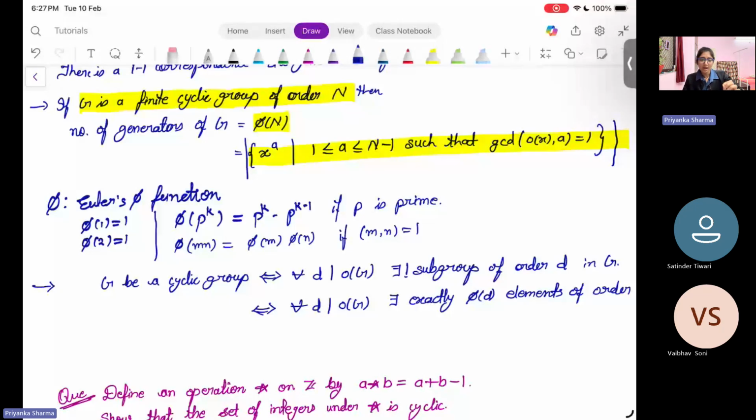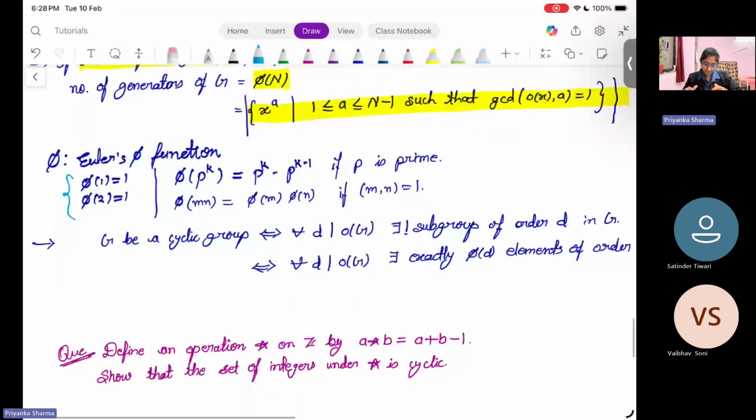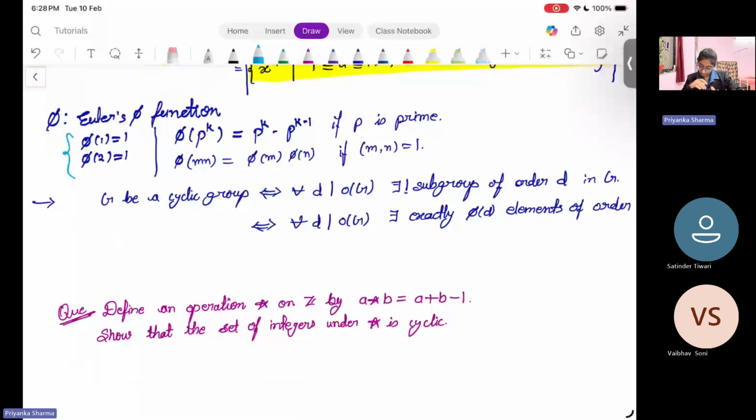So if you have some natural number n and you need to calculate its phi value, then how to calculate it? You will use the fundamental theorem of arithmetic, and using these results, you will calculate its phi value. We will do some examples for this, so we will discuss this in more detail there.